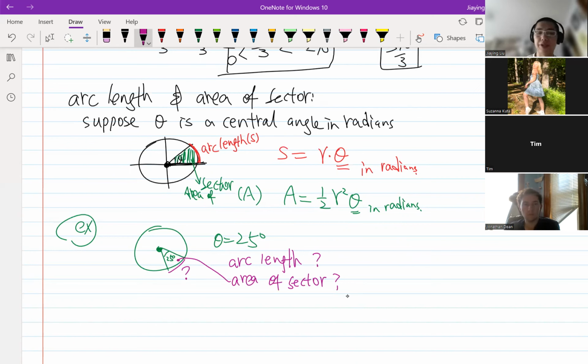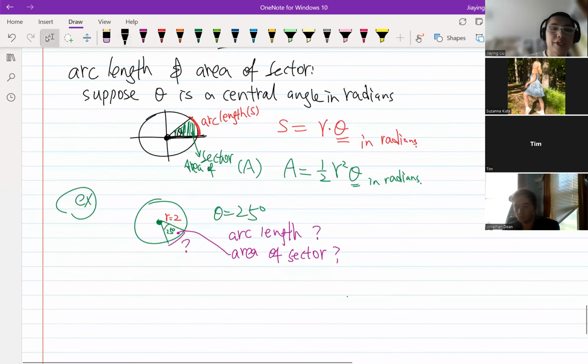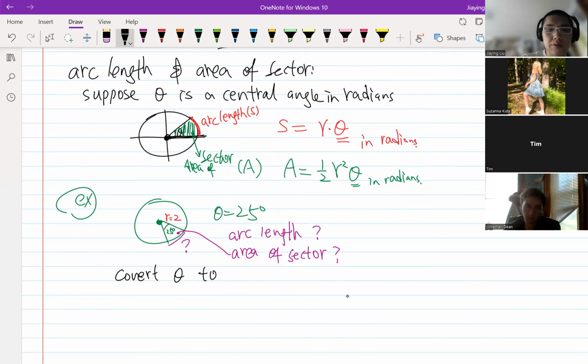So in this example, theta is 25 degrees and it's not in radians, and I cannot put 25 into the formula directly, right? Oh, I forgot to tell you that the radius is 2. I cannot just take 2 times 25. That's not correct because the units are not correct. So what we have to do is convert theta to radians first.